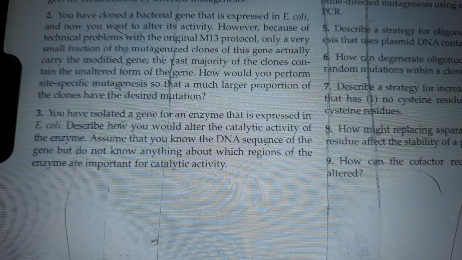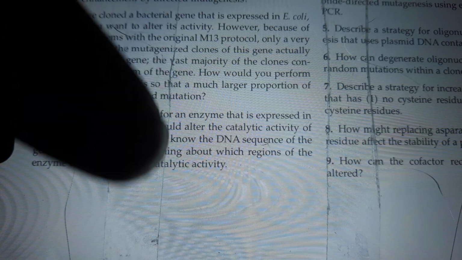Describe a strategy for increasing the stability of a protein that has 1. No cysteine residues or 2. An odd number of cysteine residues. 8. How might replacing asparagine with another amino acid residue affect the stability of a protein? How can the cofactor requirements of an enzyme be altered?